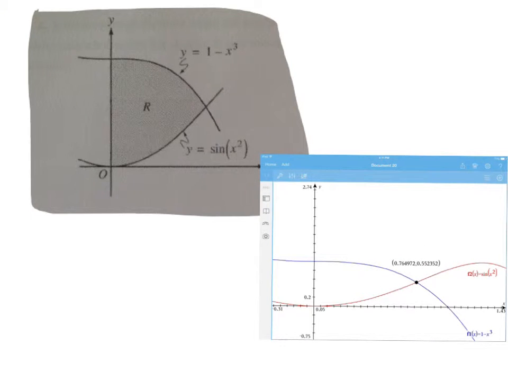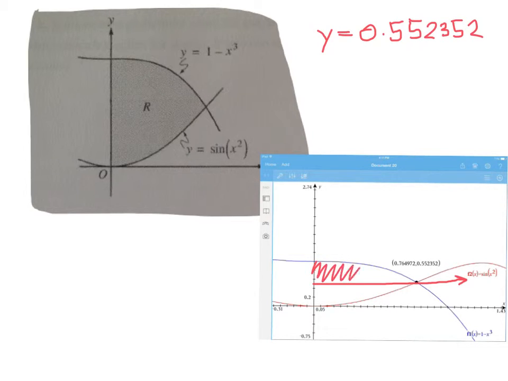On part B, they're asking for something a little more complicated. We want a horizontal line drawn through the point where they intersect. Now, a horizontal line is written in the format y equals. So according to my graph, the value of y is 0.552352.